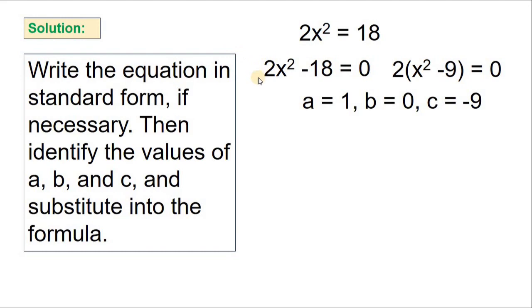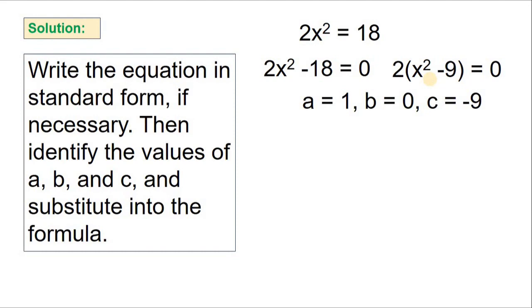So mapapansin nyo, these two terms are divisible by 2. So that's why we factor out the 2 here. So that's 2 times x squared. I have 2x squared minus 2 or 2 times negative 9 is negative 18 equals 0. Okay? So here, our A is 1 and our B is 0. Our C is negative 9. Okay? So kung ayaw nyo naman na i-factor ng ganito, okay lang din naman. Okay? Ang magiging sagot yan is the same lang din naman.